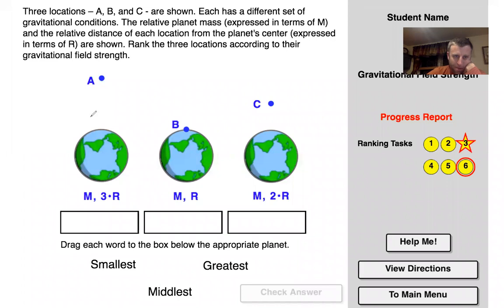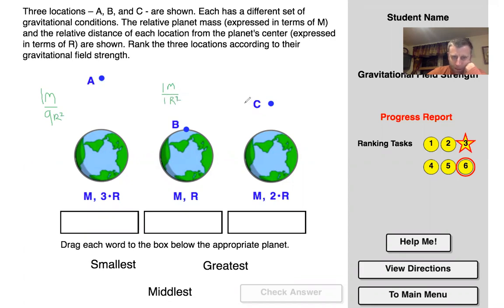Okay, I'll use that same strategy. I'll put the m in the top, and then I'll square the r in the bottom. That's 9. I'm mostly just worried about this number here, this 1/9. This one will be just a 1 in the top and an r squared in the bottom, so that's just 1 over 1, or just 1.